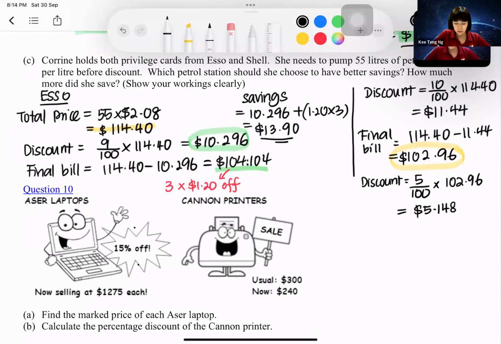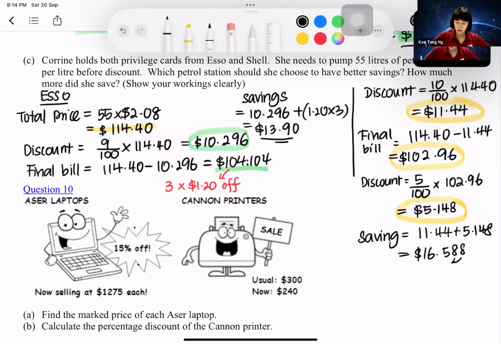Then now we will compare savings. I need to count my savings, this discount and this discount. So total savings, that will give me 11.44 plus $5.148, which gives me $16.588. I round up, okay? 16.59.